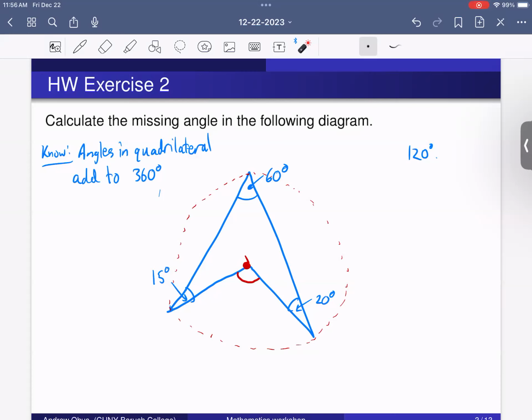So does anybody have a different answer for this? I know a couple people handed this in.